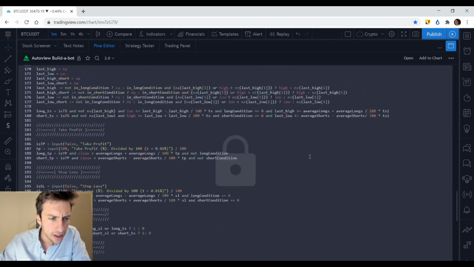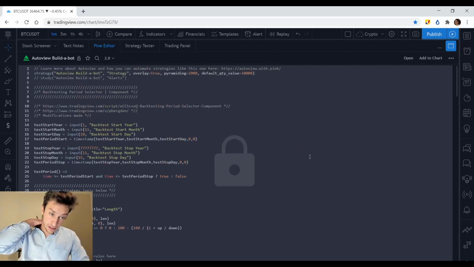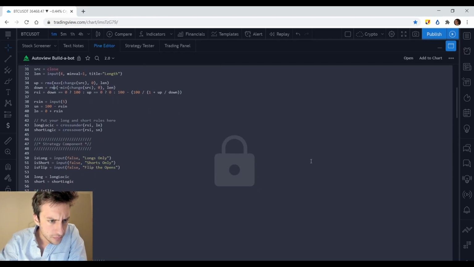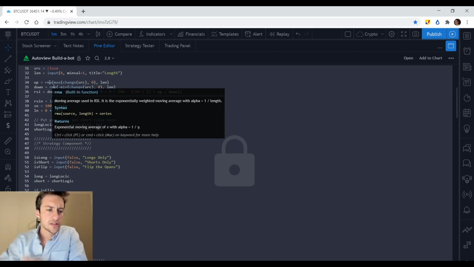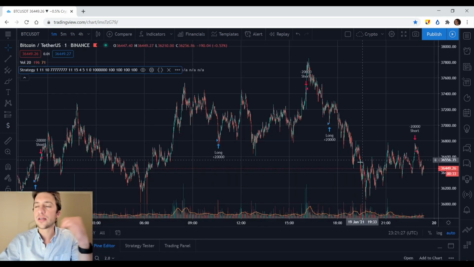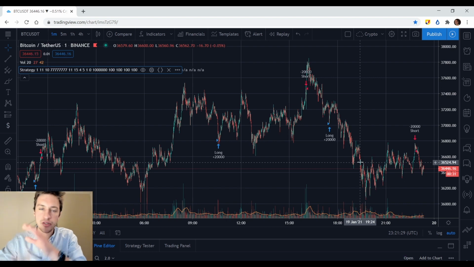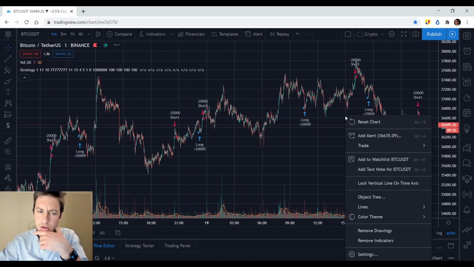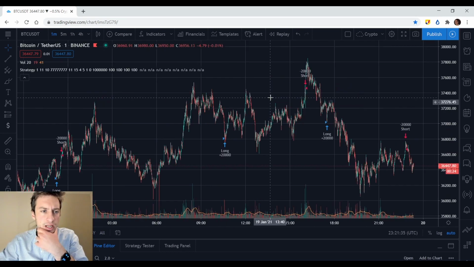Okay, this is another pretty quality indicator. I have to say, RMA. I don't know if that stands for something. Oh, thank you. Moving average using RSI, so it's like a moving average RSI. Okay, that's interesting. I think it's a moving average on RSI itself, actually. And this actually looks good. So I gave that Heikin Ashi an 8 out of 10.